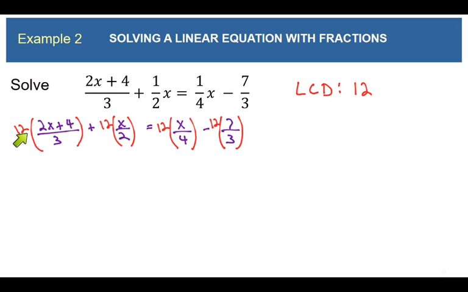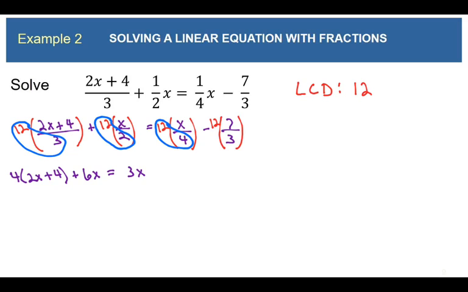Here 12 divided by 3 is going to reduce and give us 4. Here 12 divided by 2 is going to reduce and give us 6. Here 12 divided by 4 is going to give us 3. And 12 divided by 3 is going to give us 4. And now let's go through and just solve it like a regular garden variety linear equation. So we will now distribute our 4. And on the right side, we've got 4 times 7, which makes 28.